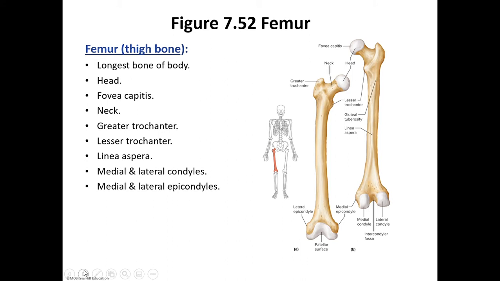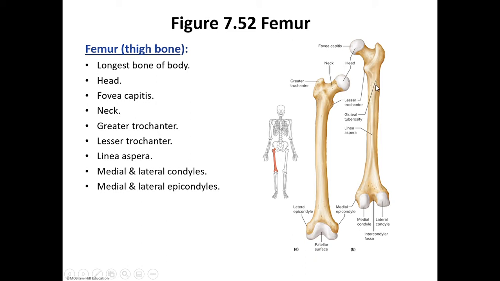Let's start with the femur. We have the head of the femur. This round tennis ball looking thing fits right into the acetabulum of the pelvis. You have the neck of the femur, and then the greater and lesser trochanters.